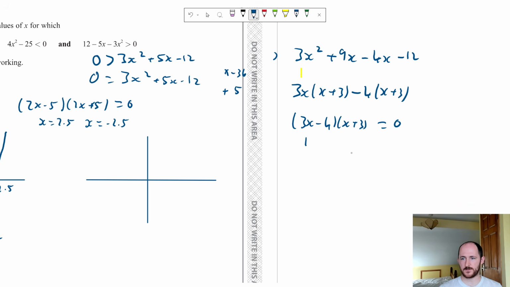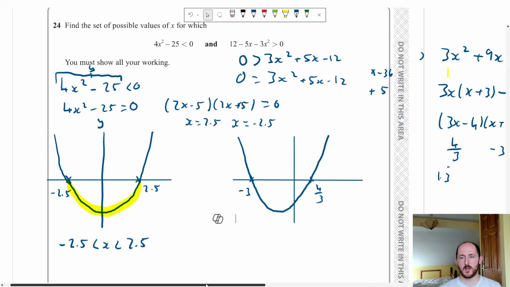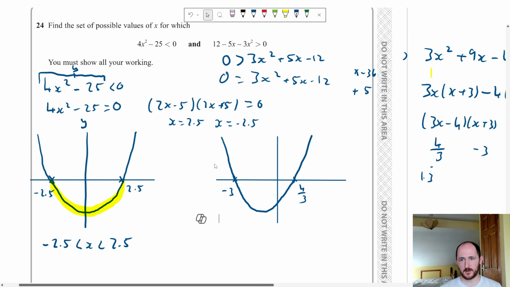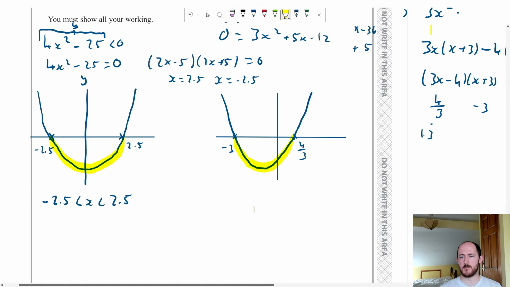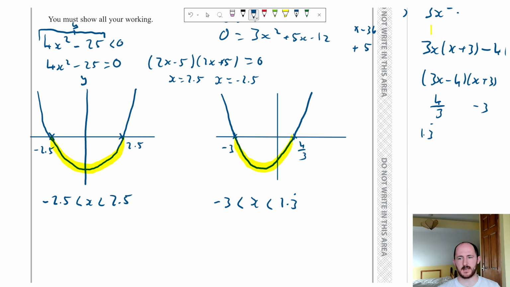So we either have x is 4 over 3, 1.3 recurring, or it's minus 3. So we have minus 3 over here, and we have 4 over 3 over here. And again, it's a happy face because it's a positive x squared graph. And again, if I asked you, where on this graph is it below 0? Well, here it's above 0, then it goes below 0, then above 0 again. So again, it's between those two values. So it's between minus 3 and 1.3 recurring. I want to write 1.3 recurring just for now because it makes the next part easier.